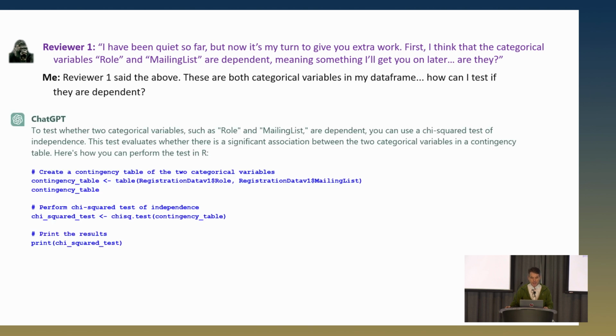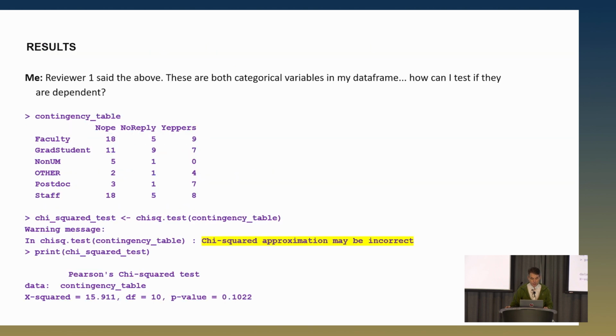So I ran it, and it asked for a chi-squared test, and I got a slightly different chi. That's interesting. Wait, no, that's the same. 10 degrees of freedom, 0.1022. But what is this, I ask you? It's telling me that the chi-squared approximation may be incorrect.